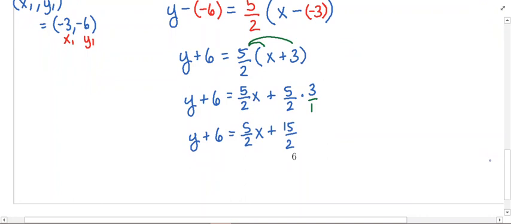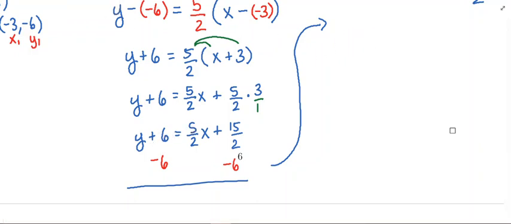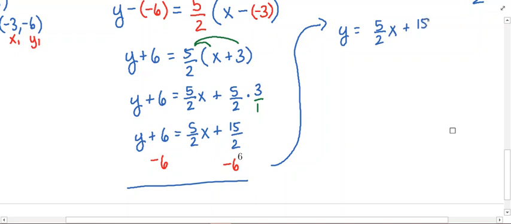We want to get y by itself. Since we're adding 6 on the left, we're going to have to subtract 6 from the left and also from the right. Okay, so I will continue over here. Okay, so we're going to get y plus 6, or sorry, let me back up. On the left side, the 6 is canceled, and so we're going to get y equals 5 halves x plus 15 halves minus 6.